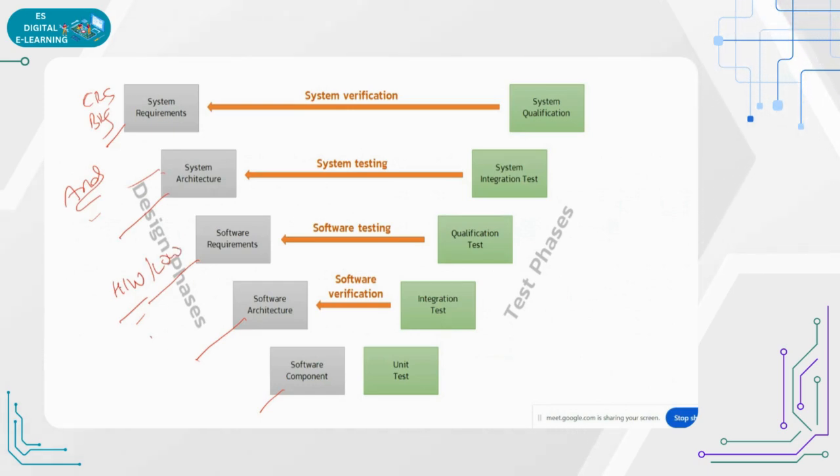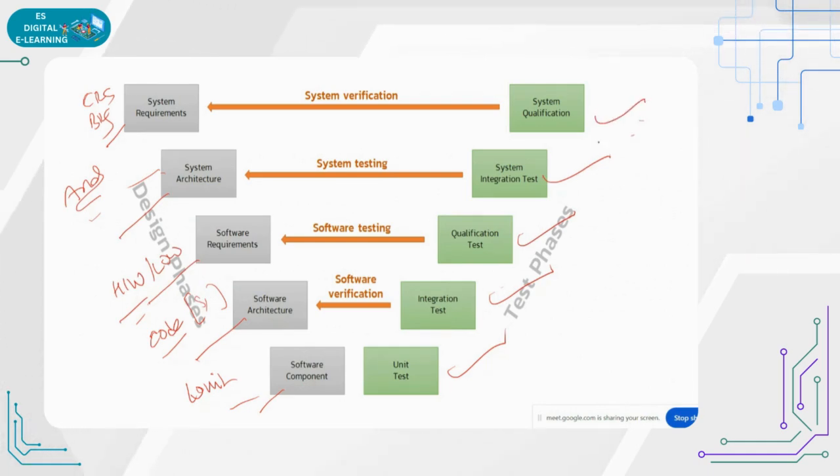Whatever the software design is done, they will implement, the coding will be done, and it will be performed. It is a kind of integration we'll do, and this is the system component. Whatever individual low level design, like unit level things, we do as unit level testing, then integration testing, software testing, qualification testing, system integration testing, and system qualification, just to understand how the process works.